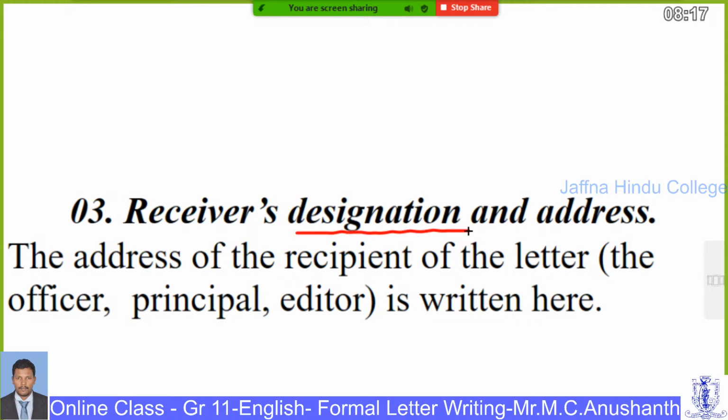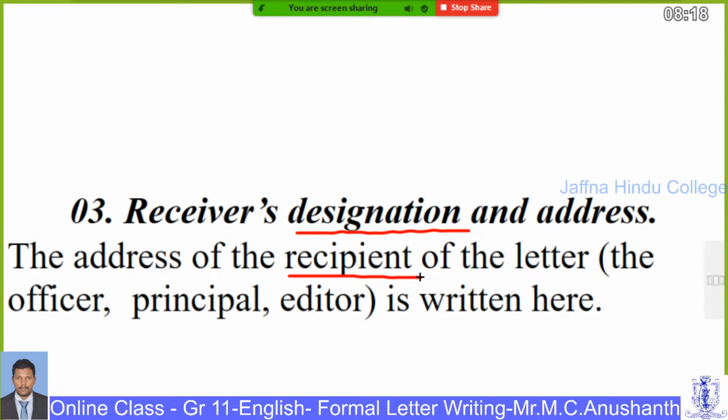Do you know the word designation? Designation means a post. Officially, you use this word designation. So the receiver's designation and address should be there, the address of the recipient of the letter. Recipient means the receiver of the letter. The officer, the principal, or the editor is written here. So the third component is receiver's designation and address.